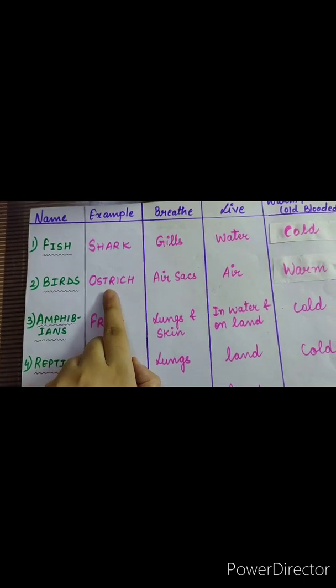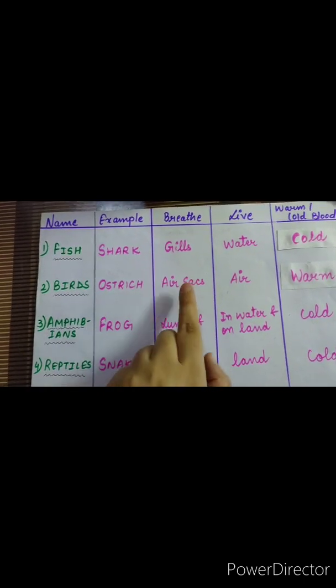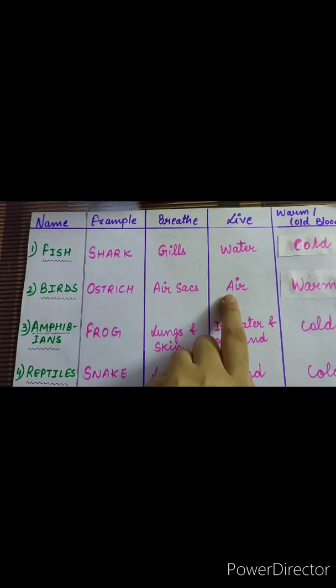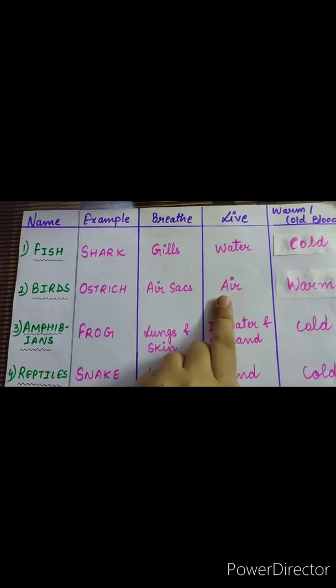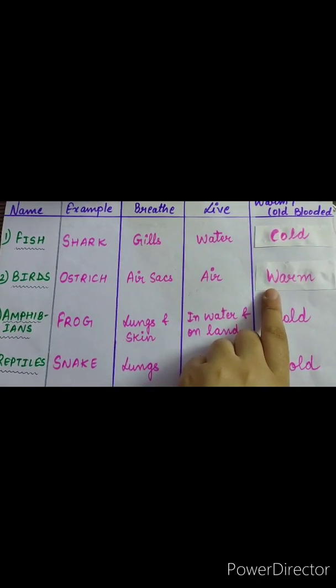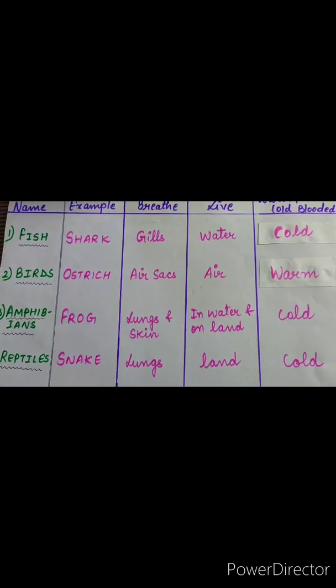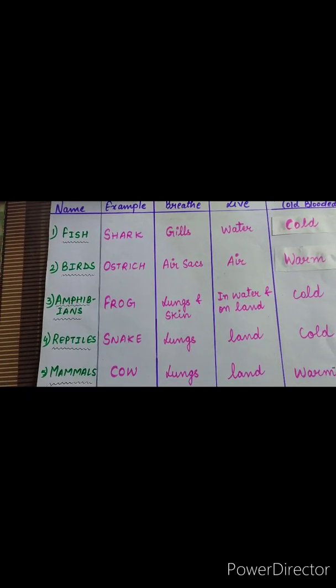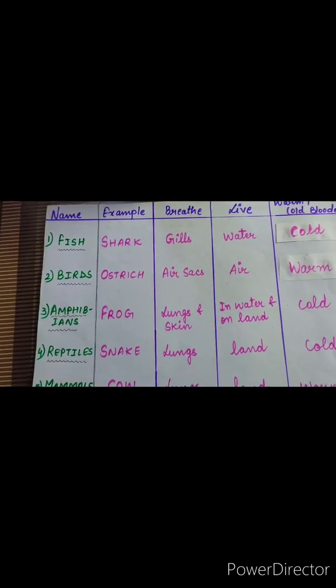Now come to the second group, birds. For example, ostrich. Birds breathe through air sacs. Birds live on land or they spend most of their time in air. And birds are warm-blooded. Warm-blooded means their body temperature remains constant despite change in the environment.